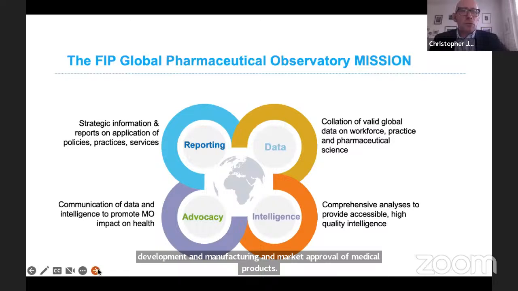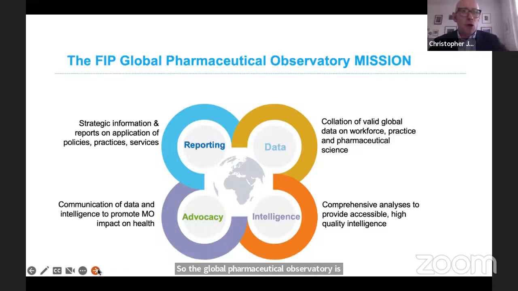So the Global Pharmaceutical Observatory is really the engine room of pharmaceutical data collection globally. Its work links strongly to Development Goal 12, but also any of the other development goals, depending on what data is being collected. And the FIP GPO will measure and monitor progress towards the development goals. And that's why really we're here today.